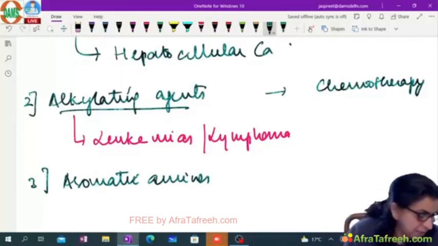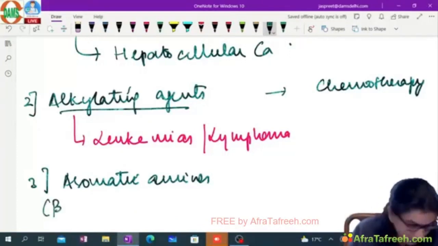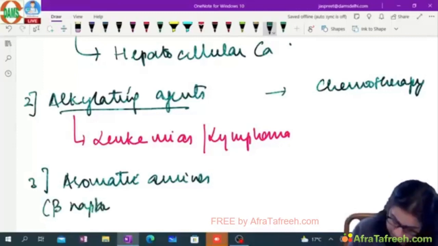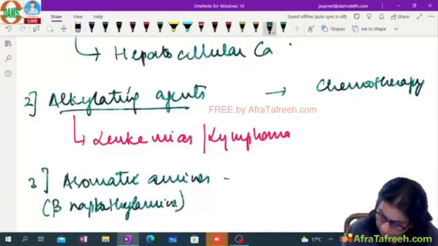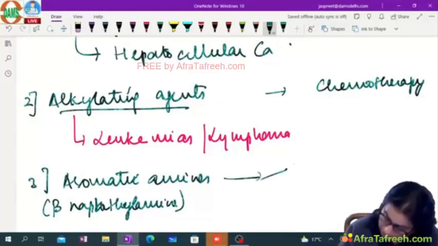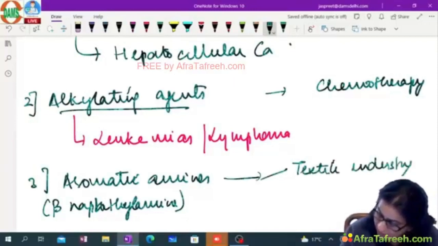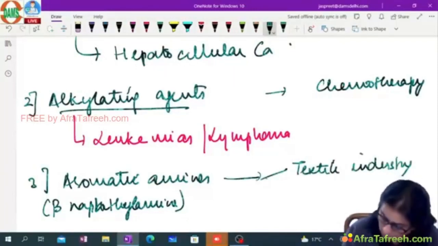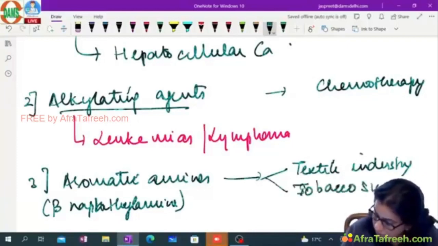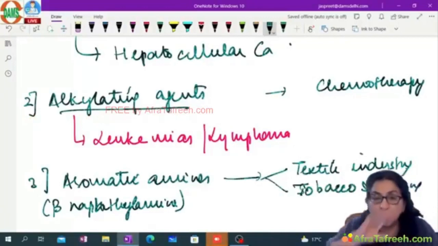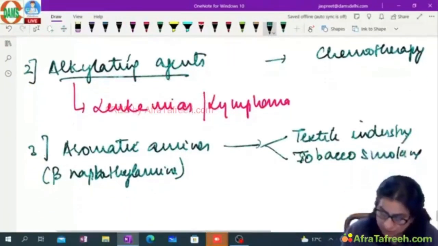Okay, aromatic amines like beta naphthylamine. Exposure to aromatic amines usually occurs in the textile industry, the dye industry where dyes are used, or in tobacco smoke. Tobacco smoking has so many carcinogens in it, and one of them is aromatic amines.